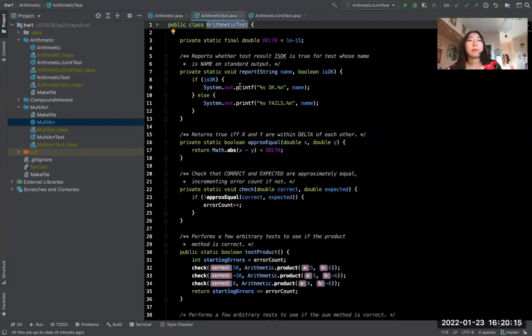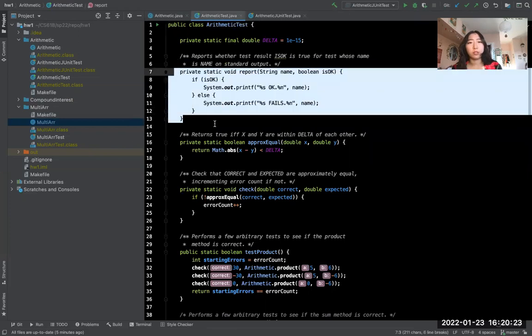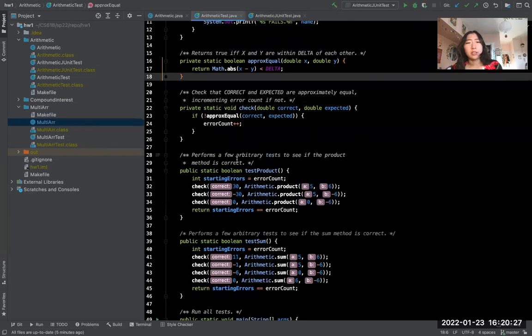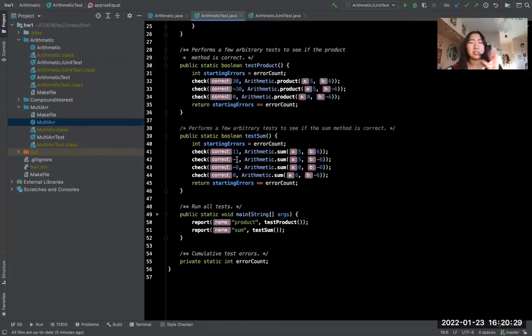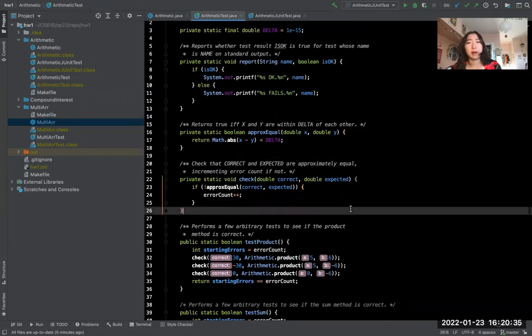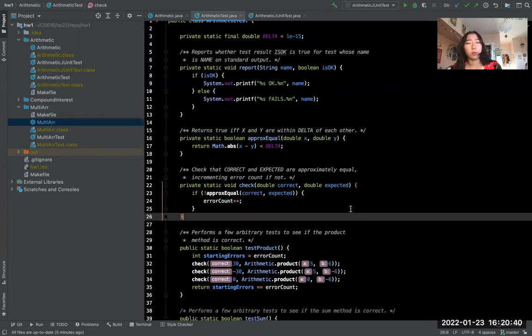What happens if we try to test our code without JUnit? Well, we have to write all sorts of methods, for example this report method, which prints out the results, approxEqual, check, test product, test sum. It's really messy looking and super complicated. We had to define all these methods, and that's super annoying. Someone else has already done the work for us.